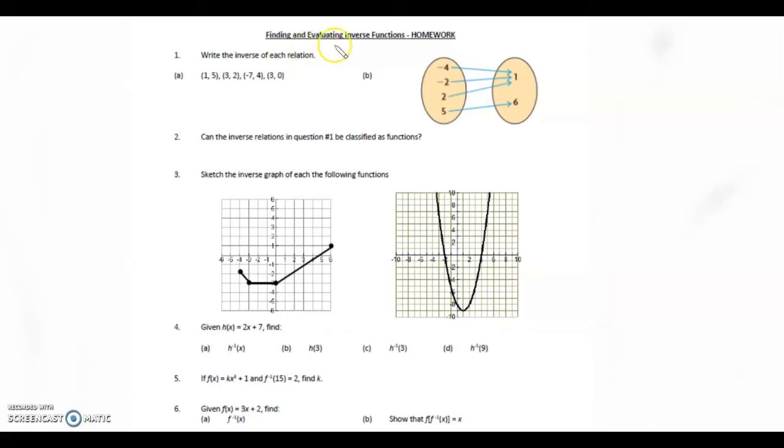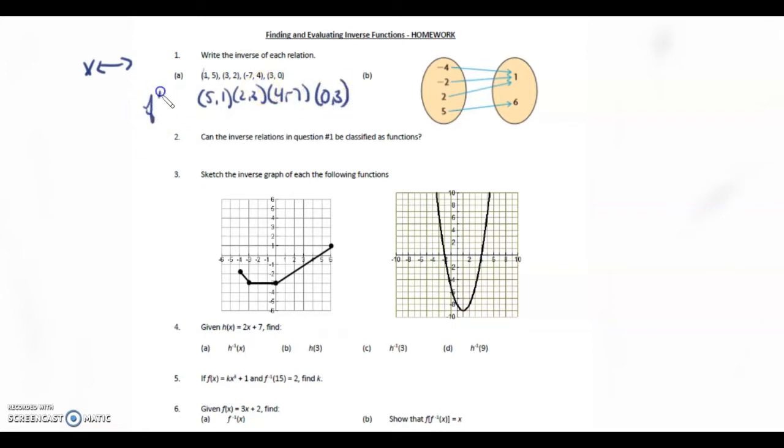Okay, finding and evaluating inverse functions. Write the inverse of each relation. If we're given a discrete list of points, we want to interchange the x and the y. So 1, 5 is now 5, 1. 3, 2 is now 2, 3. Negative 7, 4 is now 4, negative 7. And 3, 0 is now 0, 3.